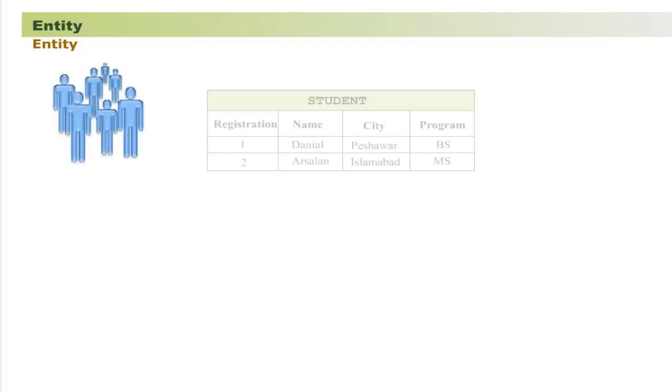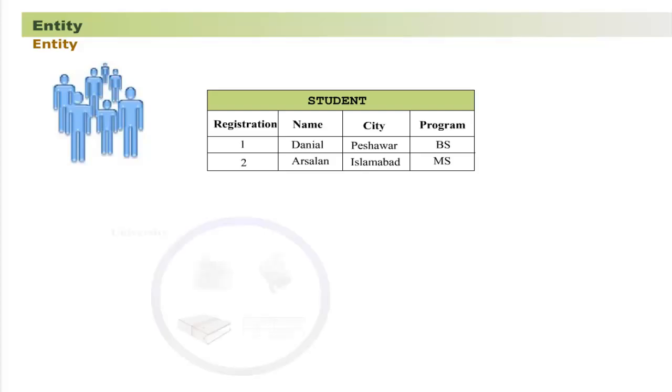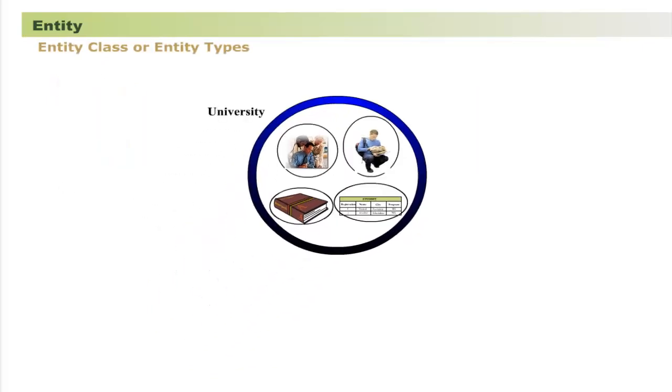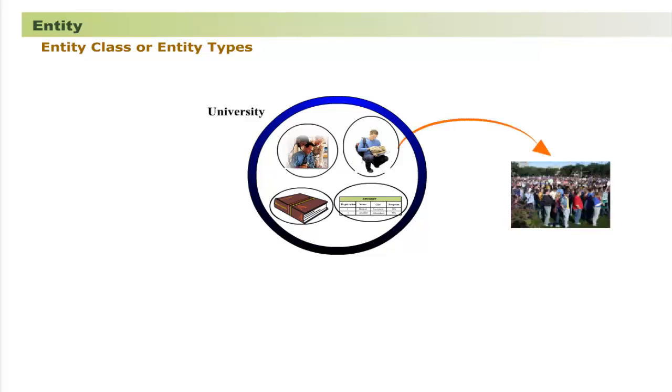Entity. Every system is composed of many objects, such as persons and events. For example, a university is composed of employees, students, courses, course registrations, etc. The individual object in a system is called an entity. The individual entities are sometimes very large in numbers in a system. For example, students in the university are usually large in numbers.